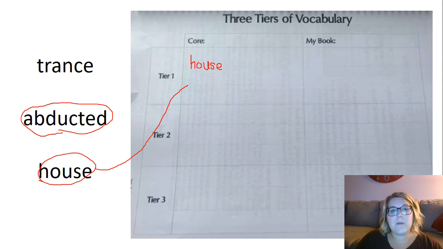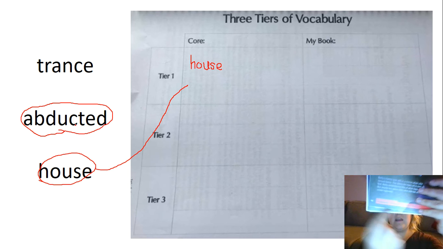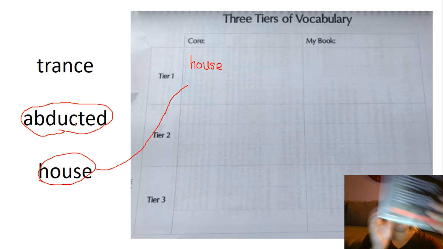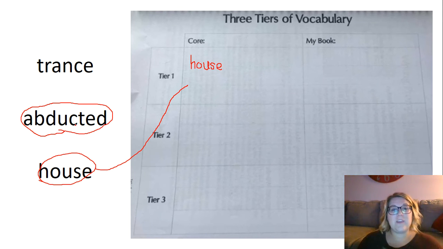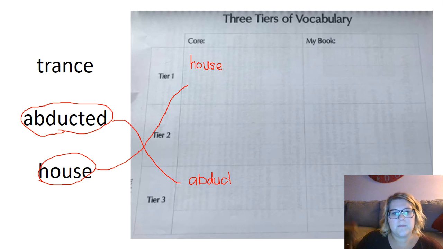Now let's move into abducted. We are reading a book about aliens. I noticed on my page, this is something that had been defined at the bottom. This word was specific to the content of this text. So I'm going to go ahead and place that into tier 3, abducted. That was a technical term.